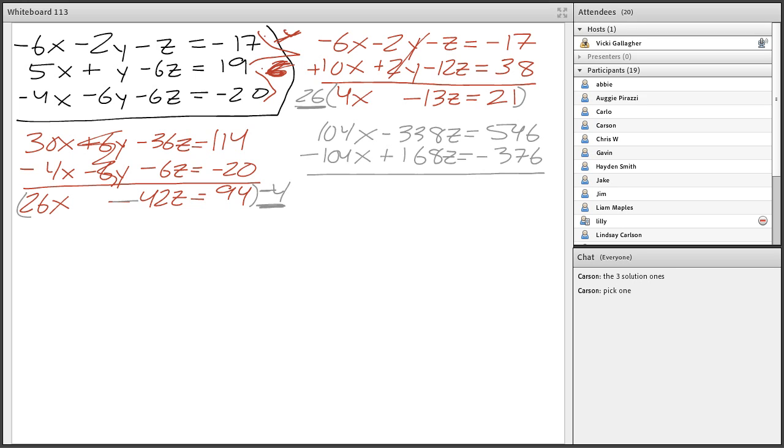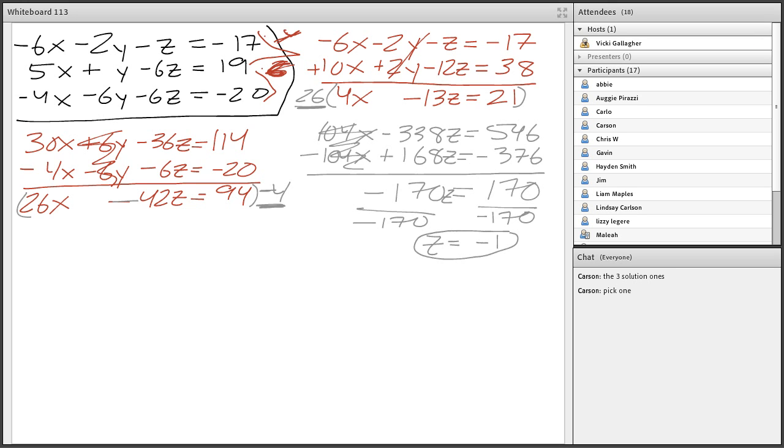All right, my x's are going to cancel. Okay, and then now we do negative 338 plus 168, that's negative 170. Then we do 546 minus 376, and that is also 170. Oh, I forgot to write my letter z. See, silly mistakes. And so now the numbers were ginormous. The numbers were really, really big. But right now, everything's going to work out super nicely for us. z is negative 1, and that's my first answer.